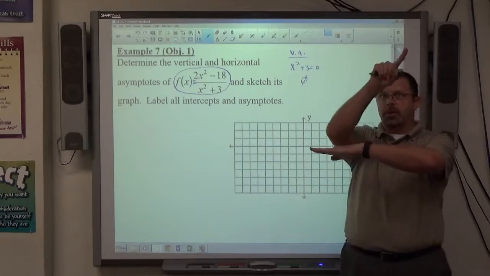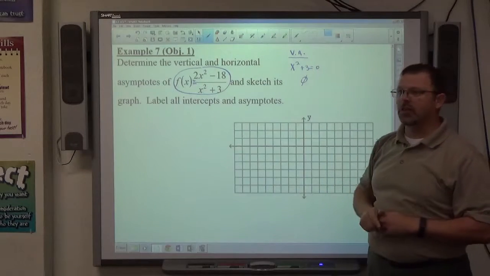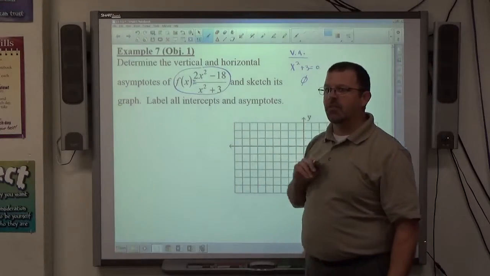So x squared plus 3 can't equal 0, so there's no vertical asymptote here. At no point in time, for any value of x, will this function ever be undefined.